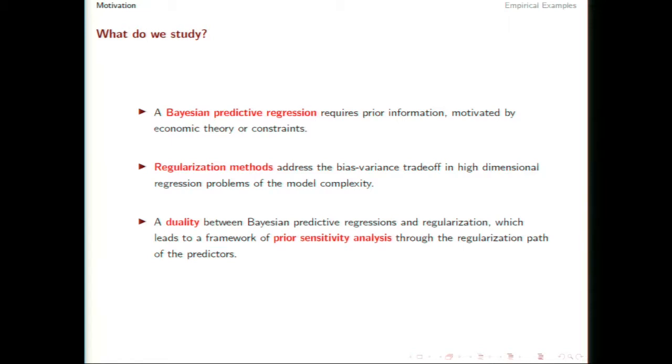So we say that many Bayesian studies are related to regularization methods. And then we can use the regularization methods to provide prior sensitivity analysis for Bayesian studies. Because we also know that many Bayesian forecasts are quite sensitive to what prior they really use. And right now we have a lot of fast computing packages in R to provide convex optimization for regularizations. So we can use these new tools to evaluate Bayesian studies.